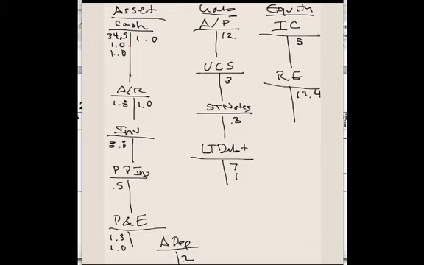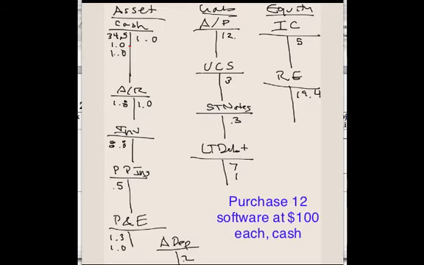The next one, number 4, says the firm purchased 12 new software packages for inventory at $100 each, cash. So we used some of our cash and we bought some inventory. So using cash decreases it. So we're going to have a 1.2 decrease in cash and a 1.2 increase in inventory, which is a debit entry.